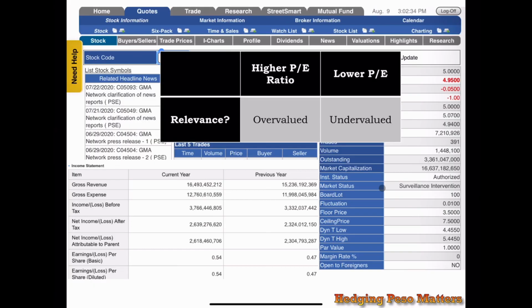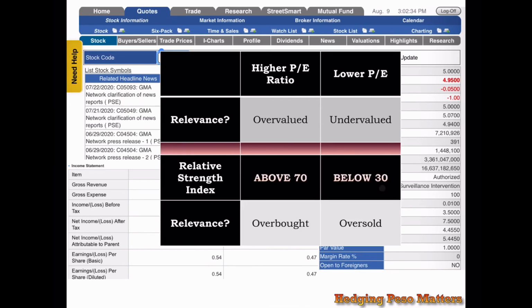As a recap, the relevance of a high PE ratio is overvalued, and undervalued when the PE is lower. For the Relative Strength Index, above 70 is overbought, below 30 is oversold.